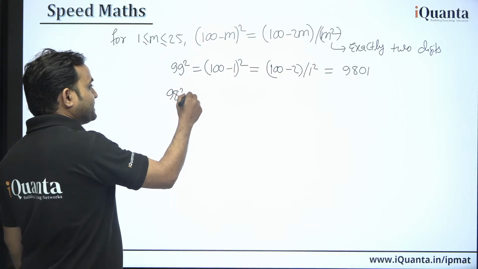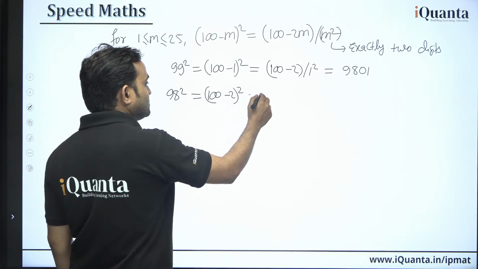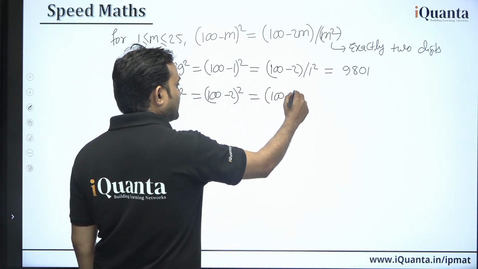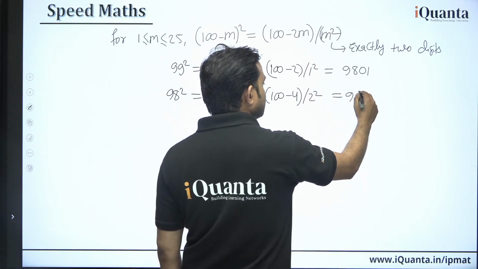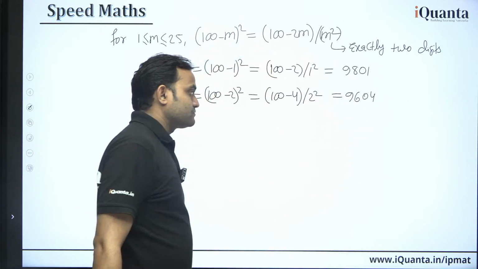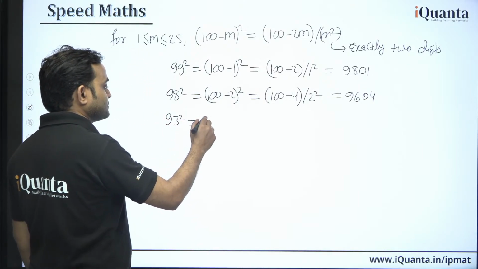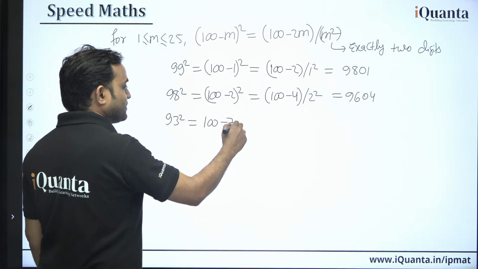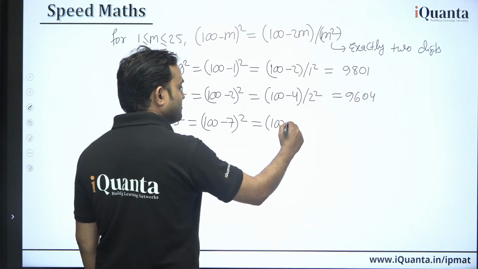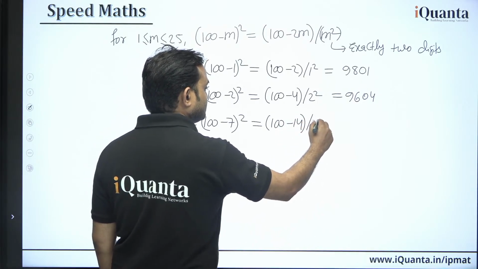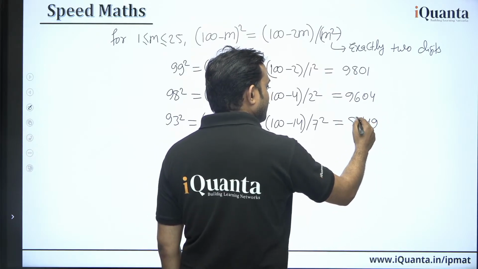What will be 98 square? So this is 100 minus 2 whole square, which will be equal to 100 minus 4, 2 square. 100 minus 4 is 96, 9604. What will be 93 square? So 100 minus 7 whole square. 7 into 2 is 14. So 100 minus 14 and 7 square. 7 square is 49. 100 minus 14 is 86.